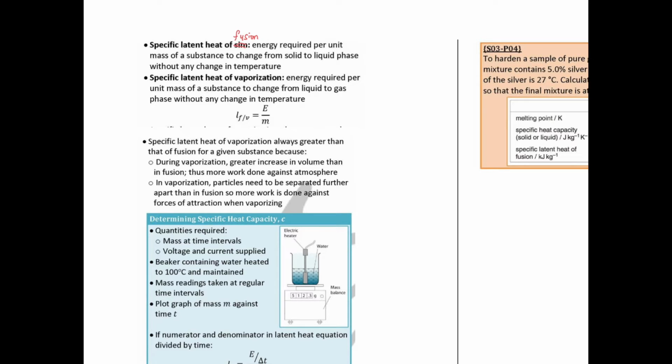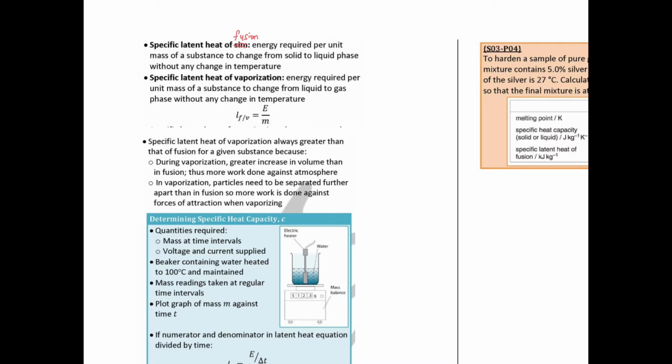The only difference is, during melting, heat is absorbed. So it's an endothermic process. But during freezing, heat is released, which is an exothermic process. But when you want to count the heat required, we are using specific latent heat of fusion.